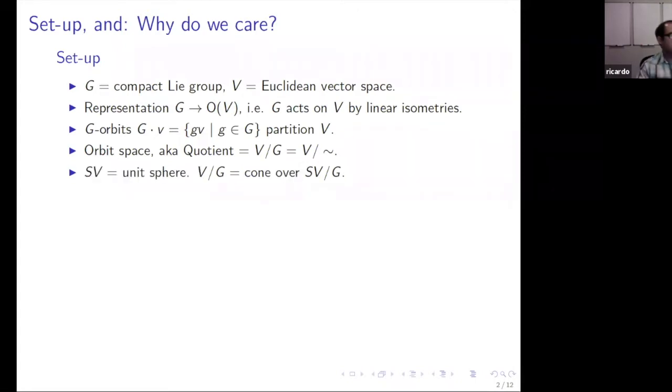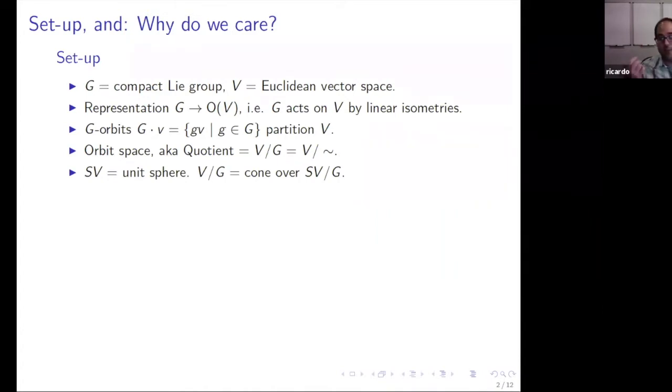You could also do the same thing with the sphere. I'm going to use the notation SV for the unit sphere in the vector space V, the sphere of radius 1 centered at the origin. Since the action is orthogonal, it preserves the sphere, and therefore the group acts on the sphere as well. And we can look at the quotient of the sphere by the group. The original quotient of the vector space is just the cone over that. So essentially it's the same amount of information, one is just the cone over the other, and we'll go back and forth between these two quotients.